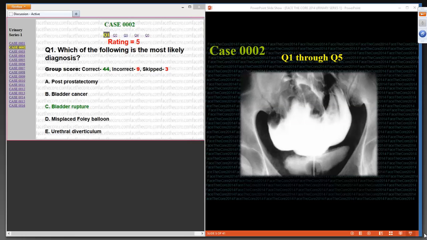Molar tooth appearance, I don't know what that is other than the presence of a molar tooth in a dermoid cyst.